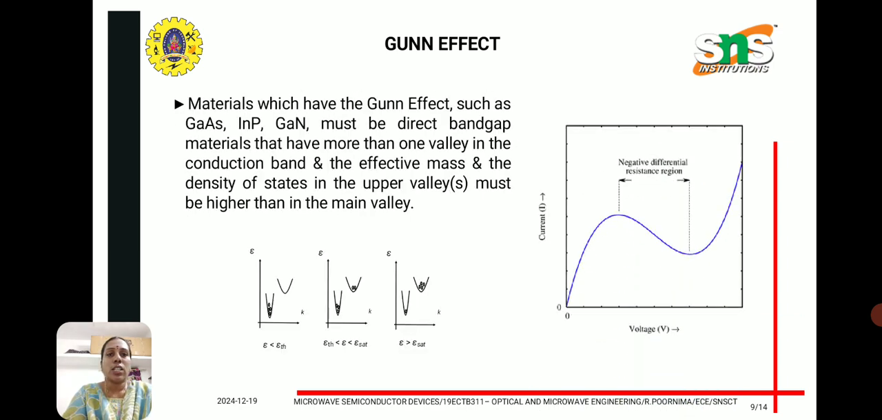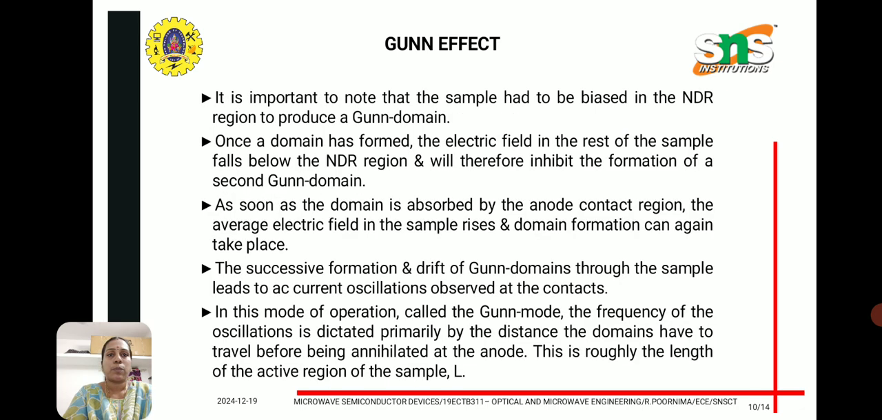Materials which have the Gunn effect are gallium arsenide, indium phosphide, gallium nitride. They must be direct band gap materials that have more than one valley in the conduction band, and the effective mass and the density of states in the upper valley must be higher than in the main valley. This introduces the transferred electron effect in the sample. It should be biased in the negative differential resistance region to form the Gunn domain. The electric field in the rest of the sample falls below the negative differential region and inhibits the formation of a second Gunn domain. So this produces the microwave oscillations.